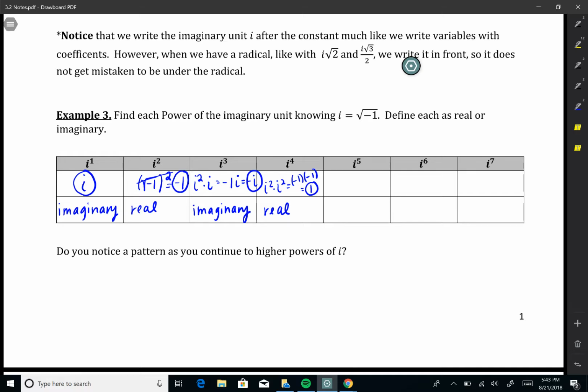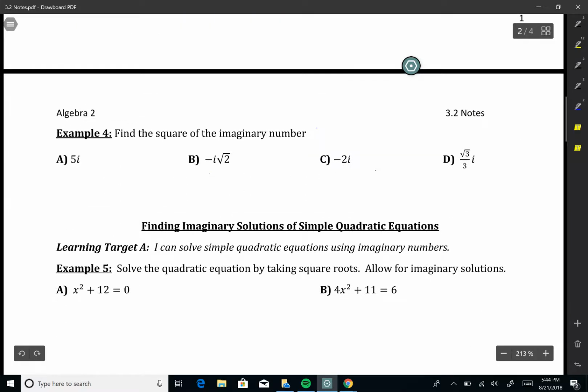But one power that I really want you to take note of is that i squared right here equals negative 1. And I hope that makes sense because we got i by taking the square root of -1. So don't ever forget this. i squared equals -1, especially when we start squaring imaginary numbers.